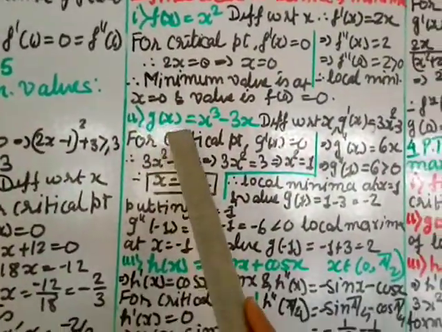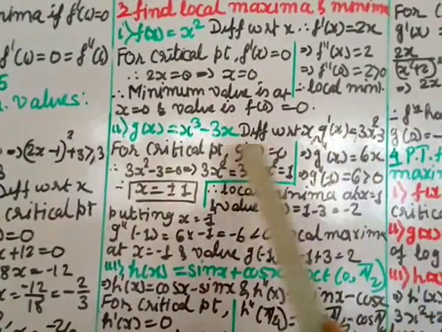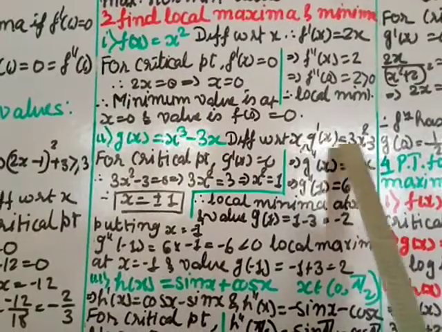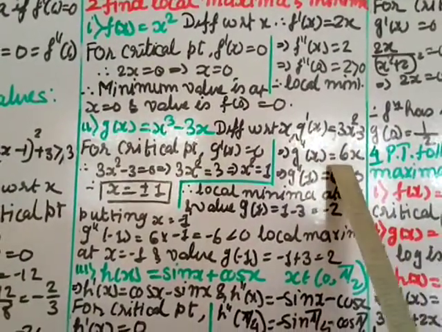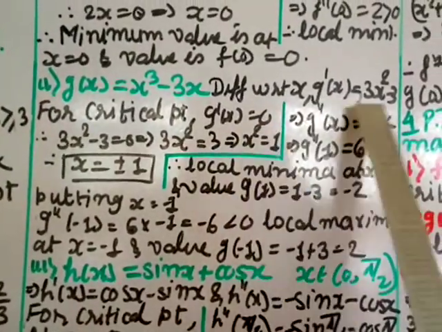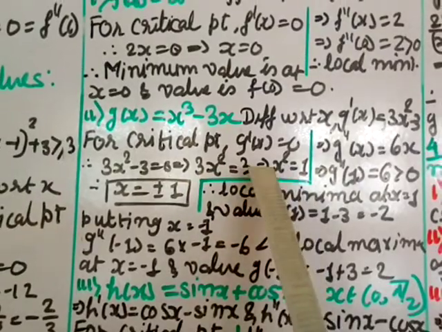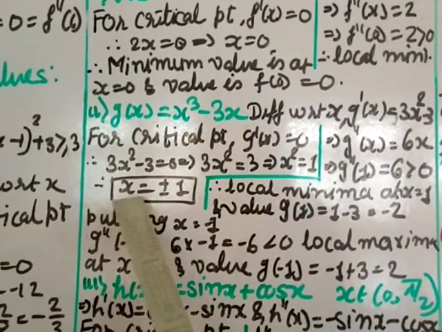Question number 2, g x is equal to x cube minus 3x. Differentiate with respect to x, that is g dash x equal to 3x square minus 3. The second derivative will be 3 into 2, 6x. For the critical point, you have to equate g dash x equal to 0. So I transfer minus 3 to become plus 3, divide by 3, so it becomes x square is equal to 1. Take the square root, so plus or minus 1.